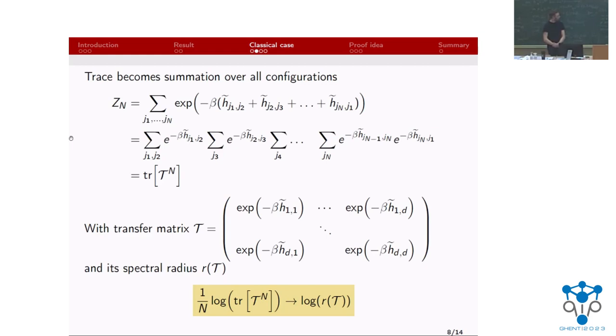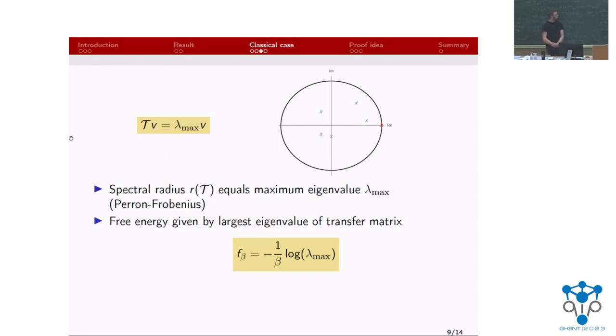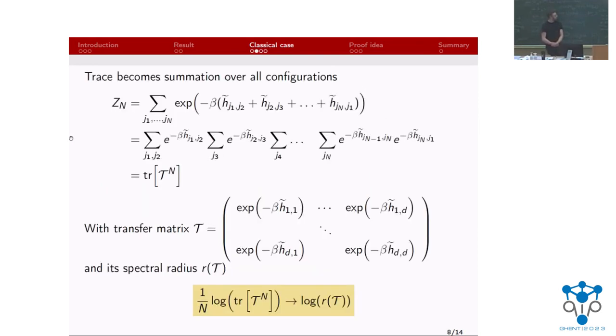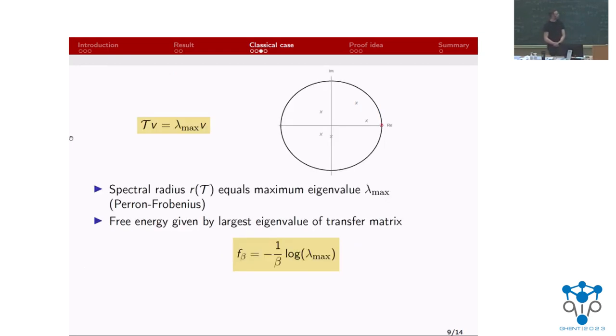This log partition function, up to the temperature, this is the free energy, can just be computed by the spectral radius of this transfer matrix T. Even better, you might now envision some nasty, degenerate eigenvalues, imaginary eigenvalues. Fortunately, this matrix has clearly just positive entries, and that's why we can use something called Perron-Frobenius theory, some very old linear algebra result, which tells us the largest eigenvalue in absolute value will be real and it will be unique. And you can just compute this as an eigenvalue problem then.